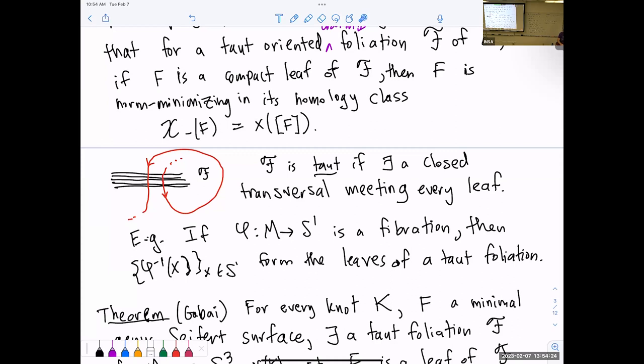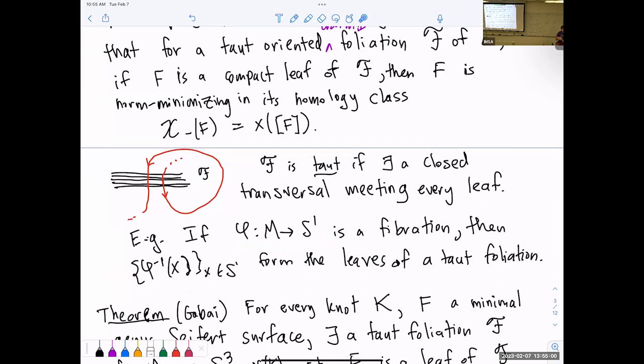But the taut notion means that, since we're in a compact manifold, there's a closed loop in the manifold that's transverse everywhere to the leaves and meets every single leaf. That's one way to express the notion of tautness. And so there are examples of foliations on three-manifolds that are not taut, and hence this is a non-trivial notion.